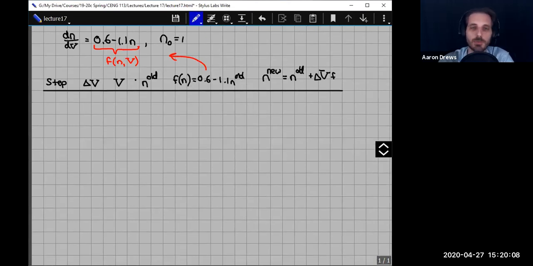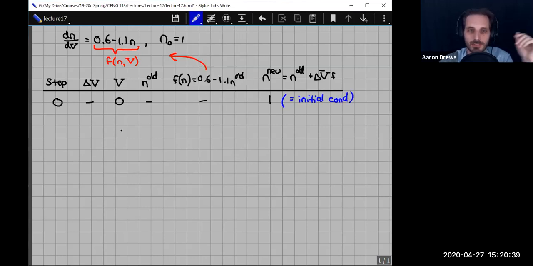The tricky part is how do you get started, right? On the sort of 0th step, we don't care what the step size was. We are starting at a volume of 0, right? That's our initial condition. We don't have an old value, so we don't have to evaluate f sub n. And the quote unquote new value is just whatever our initial condition happened to be. So that's the only weird part of this approach. The first row is your initial condition, so we always start from your initial condition. There's very little math that you need to do in this case.